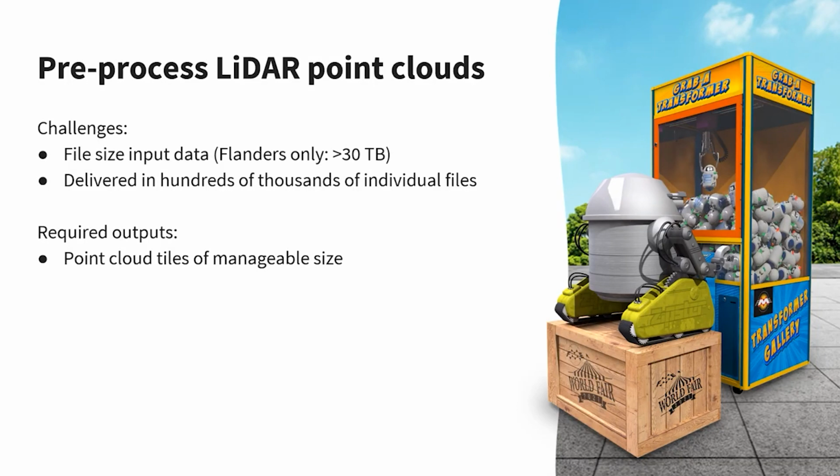There's over 30 terabytes of data for Flanders, delivered in hundreds of thousands of individual tiny point cloud files. This is of course way too much data to be processed in one go, and also the large number of files and the way they were structured was problematic. For the next step, point cloud tiles of a manageable size are required, so we need to do some pre-processing. For this task, we used FME.